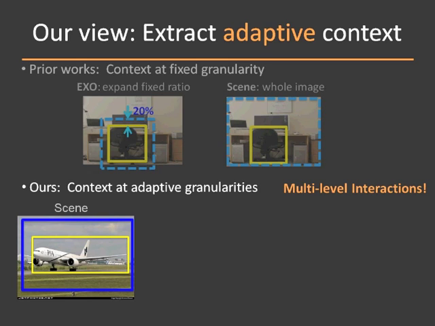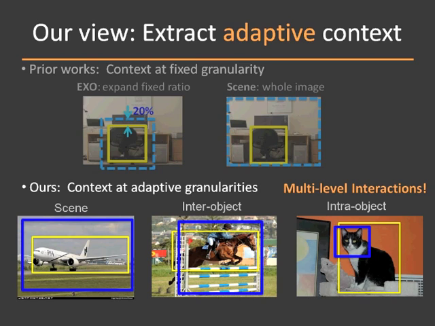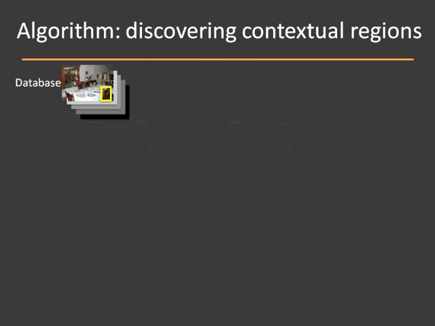For example, for the airplane, it captures the scene-level context, while for the horse, it captures inter-object interactions between the horse, person, and fence. It even captures the intra-object interactions. The cat's face serves as a context of sorts for the cat. Note that this varying granularity is automatically determined. We call our novel contextual cue contextual meta-objects. We model the contextual meta-objects via object models. So the main contribution of our work is how we discover these contextual meta-objects for each object category.